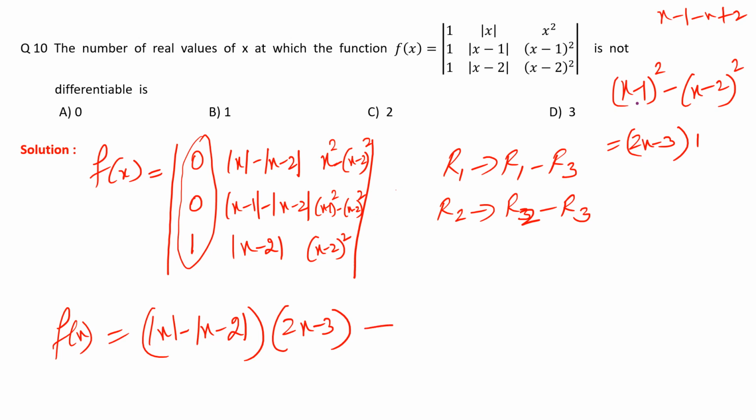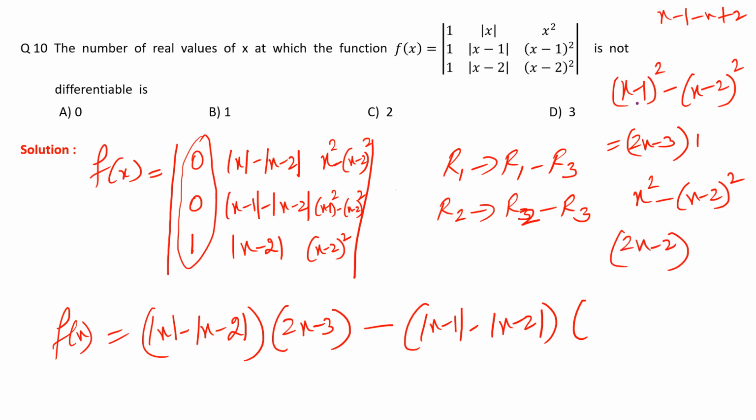Fine. And then we'll be having minus sign into mod of x minus 1 minus mod of x minus 2 into, it is going to be x square minus x minus 2 whole square. So x square minus x minus 2 whole square, again I'm using a square minus b square. It is a plus b, that means 2x minus 2 into a minus b. So it is x minus x plus 2, which is 2. So that means I can write 2 over here, and this is 2x minus 2. Fine.